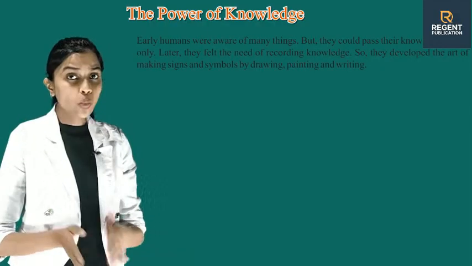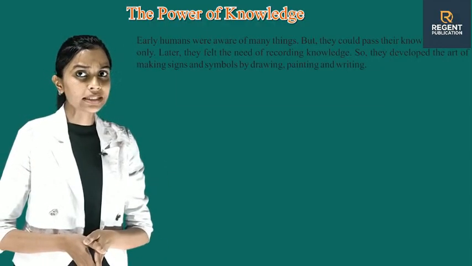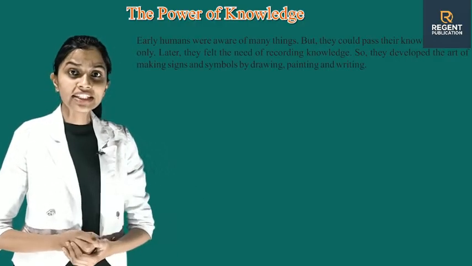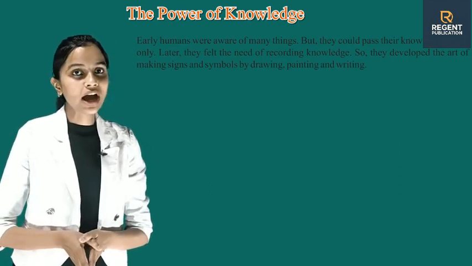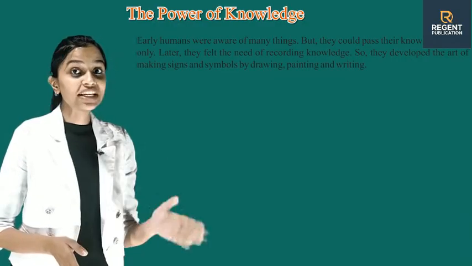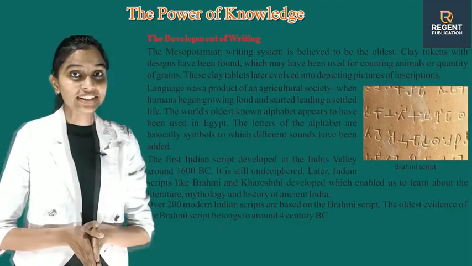Early humans were aware of many things, but they could pass their knowledge orally only. Later, they felt the need of recording knowledge, so they developed the art of making signs and symbols by drawing, painting and writing. The development of writing.